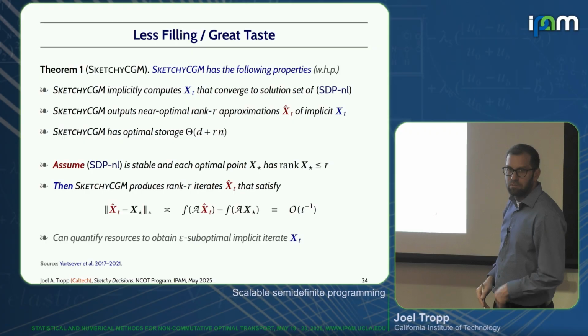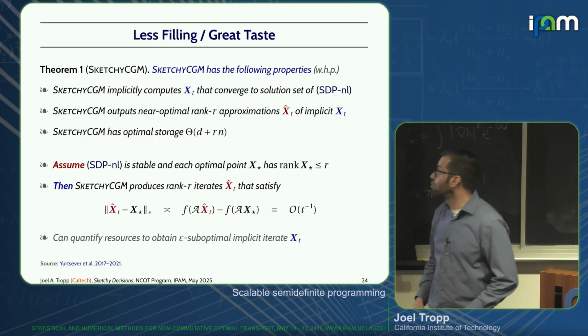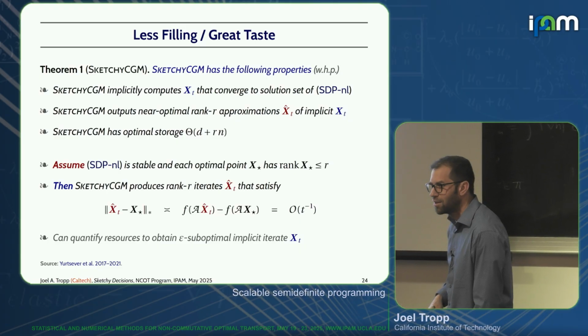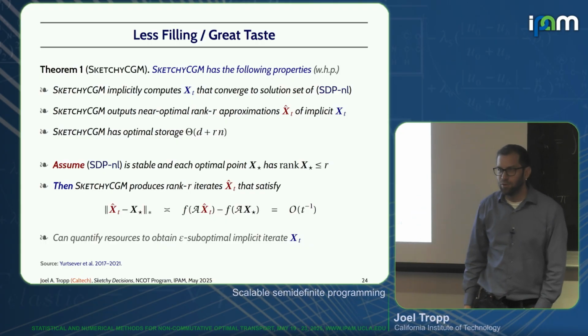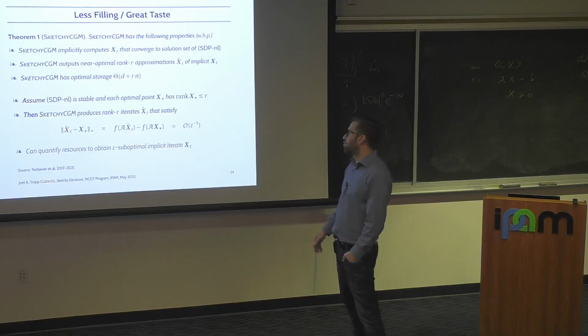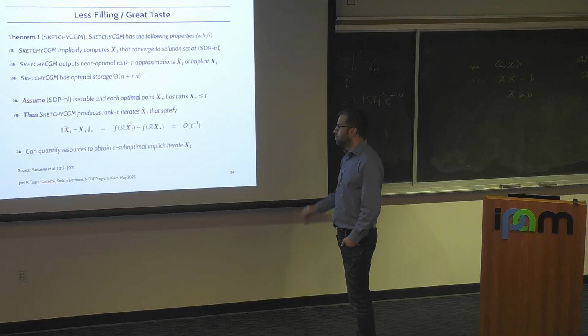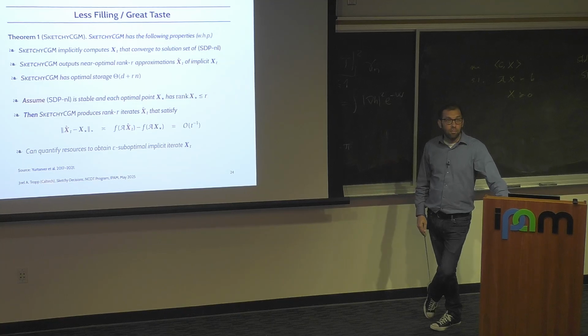Okay? So it was like the old beer commercial. Less filling, so not so much storage, but you still get the great taste. Okay, I remember this from when I was like 8. So you can quantify the resources to obtain the epsilon optimal implicit x_t or whatever. Okay, good. Questions on the theorem?